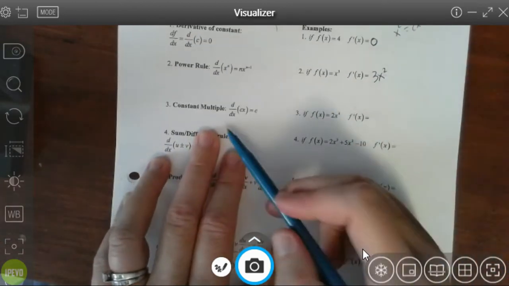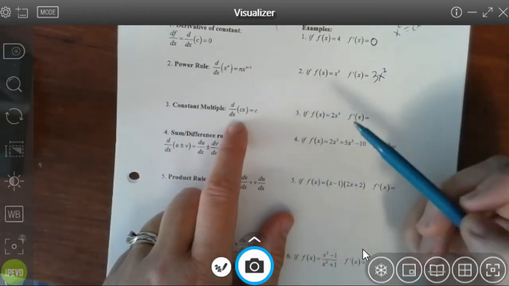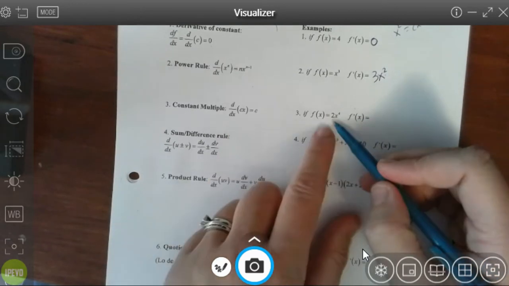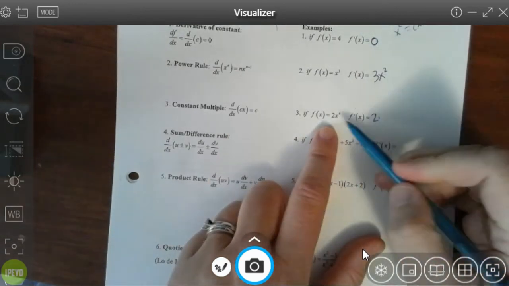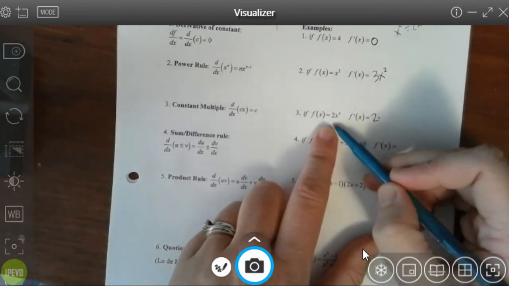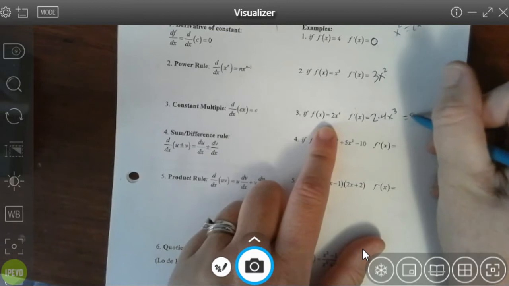Number 3, the constant multiple rule, is just saying that if there's a number out in front, I multiply it by whatever the derivative would be. So the derivative of 2x to the fourth is 2 times the derivative of x to the fourth, which is bring down your power and then subtract 1 from it. So this would be 8x cubed.